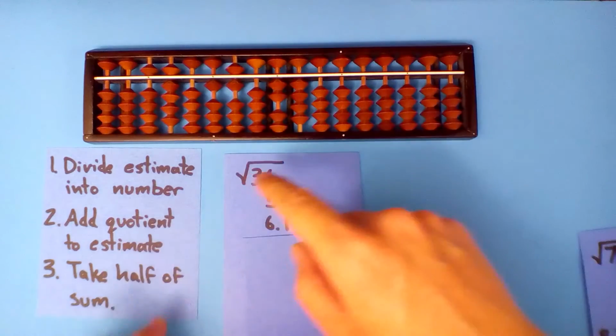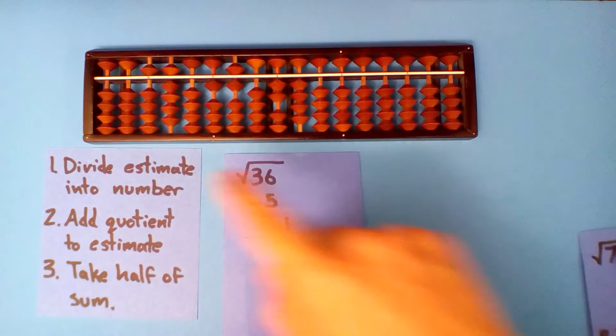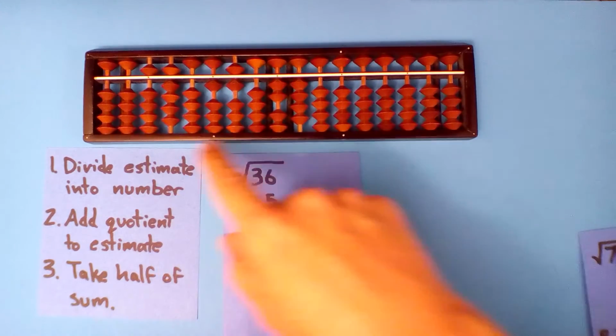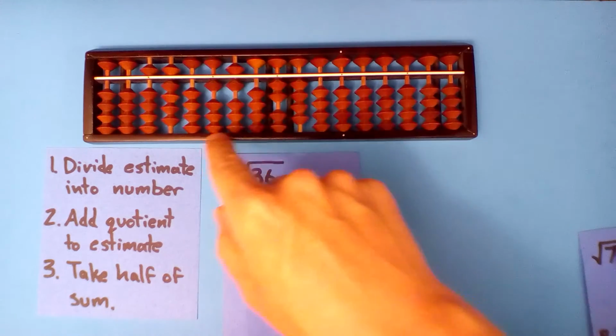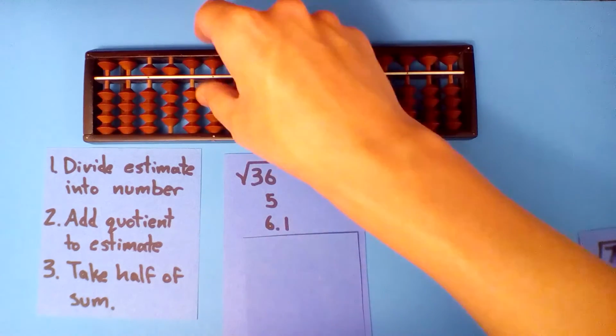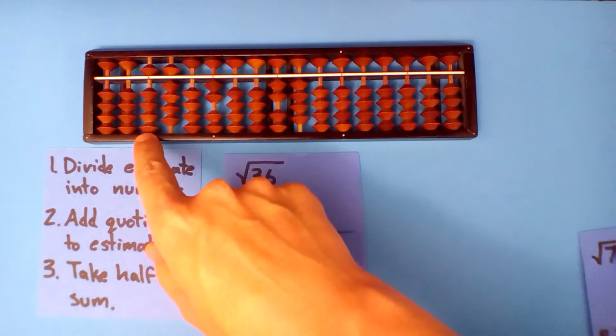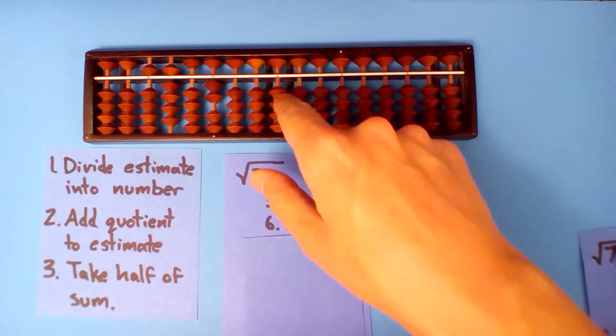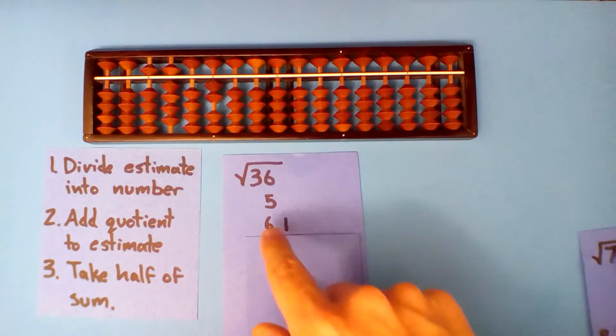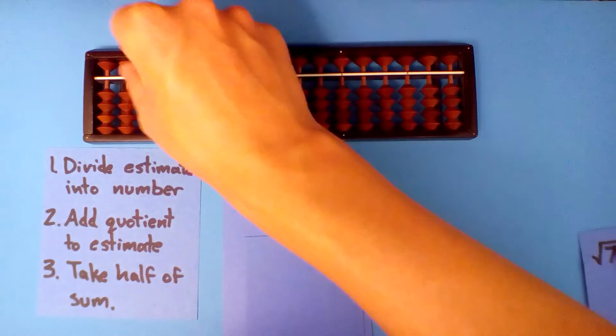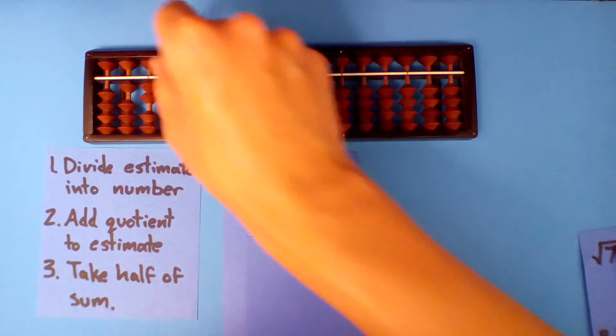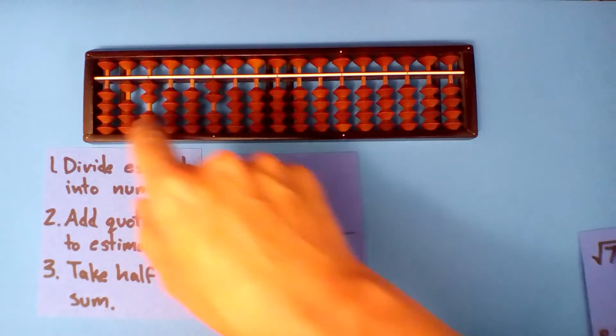Let's stop here. On our second time through, we only need 4 digits. So I'm going to round this up to 2. And this is our quotient, 5.902. Let's add that to our estimate, 6.1, and divide that by 2.